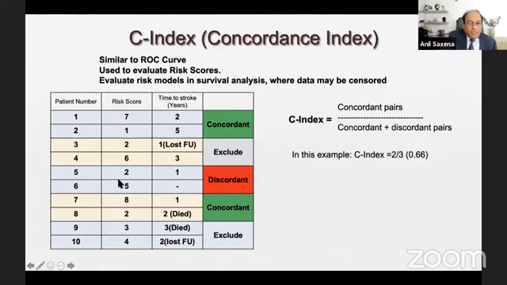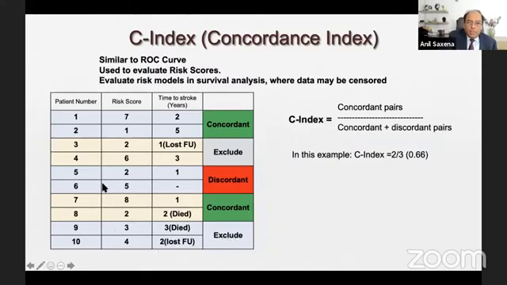A discordant pair is, for example, if the patient has a risk score of 2, then he has a time to stroke of 1, and the patient who has a higher score of 5 doesn't have a stroke. So that's a discordant pair. Then there may be a lot of patients who are lost to follow-up. If a patient is lost to follow-up, you cannot make any decisions, so you have to exclude this pair. Again, you have a concordant pair. Again, you have exclusion because some patients are lost to follow-up.